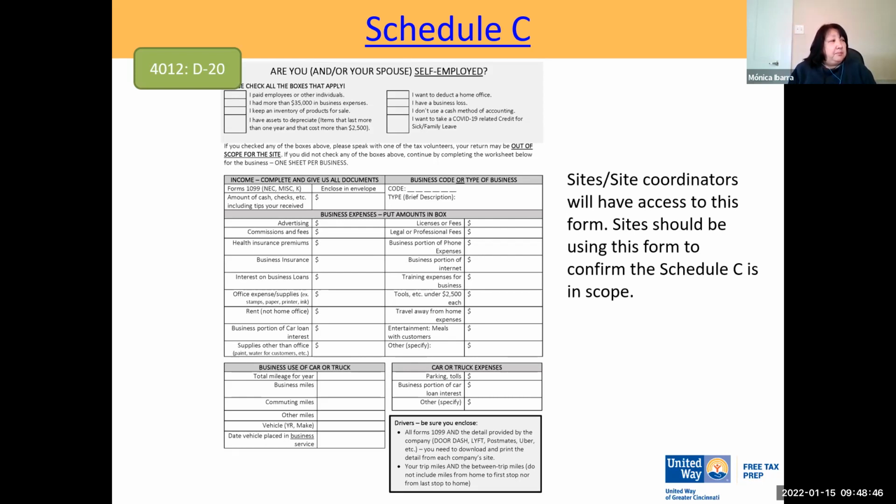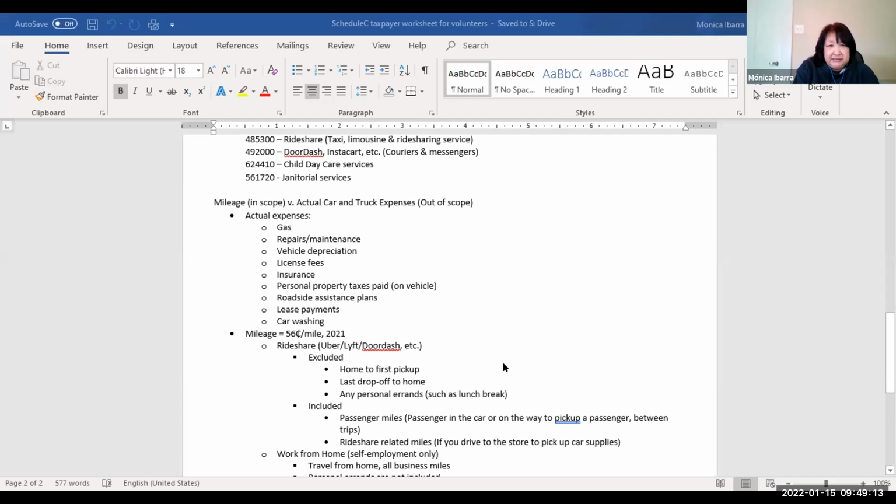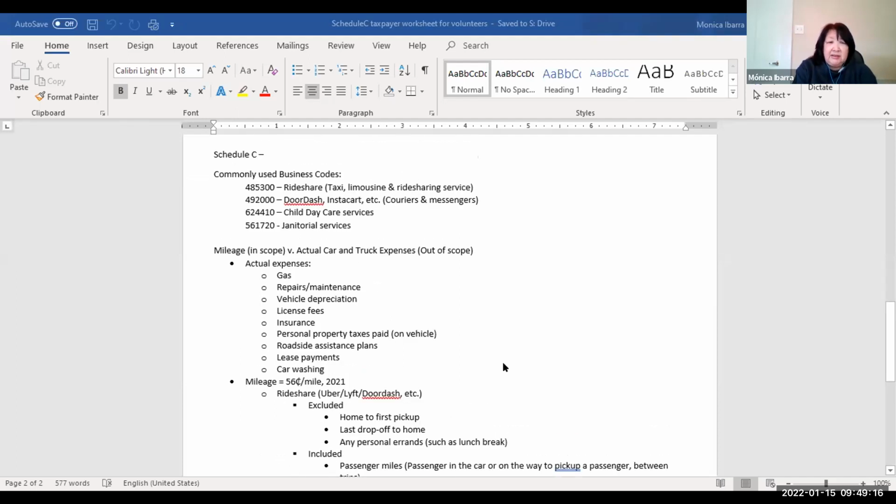So, okay, that's a lot about Schedule C. Let me show you the other sheet that I have. All right, so this is a sheet that's available to all the sites and is sort of a sheet that helps the tax preparer, you all, to kind of guide your taxpayer through this Schedule C.